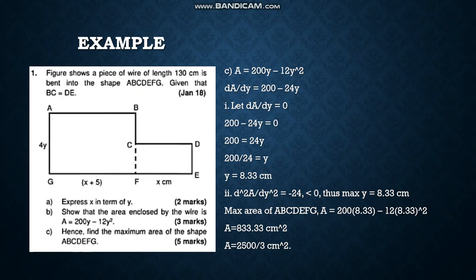Since the question asks for the maximum area of the shape, we just simply replace the value of y in the equation earlier, right here. A equal to 200y minus 12y squared, and then we will get the value of 833.33 centimeters squared, or you can also write the answer as 2500 divided by 3 centimeters squared. Thank you.